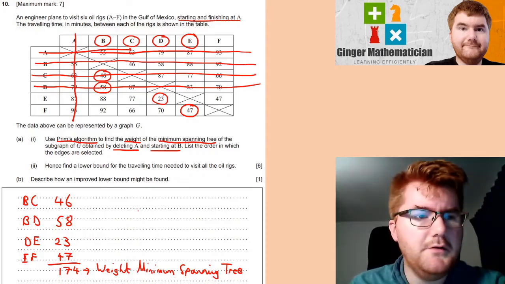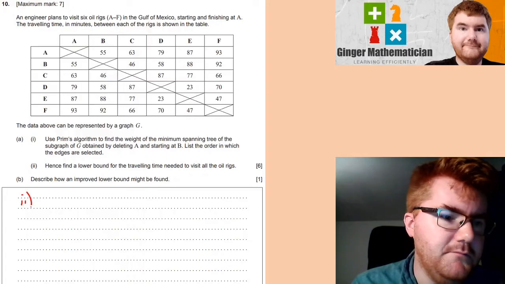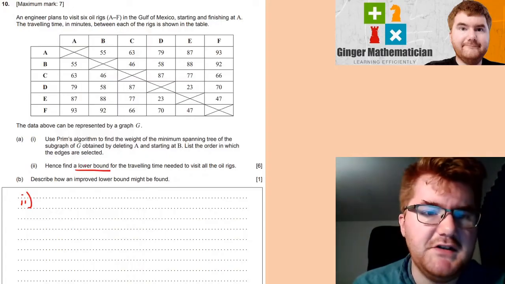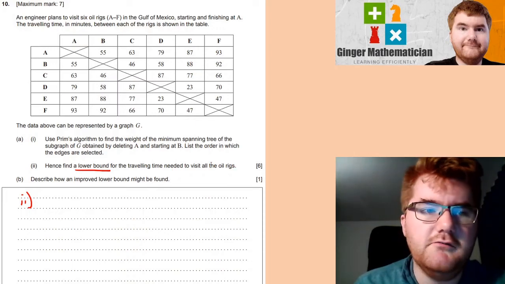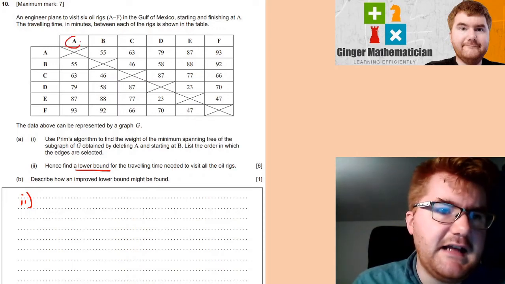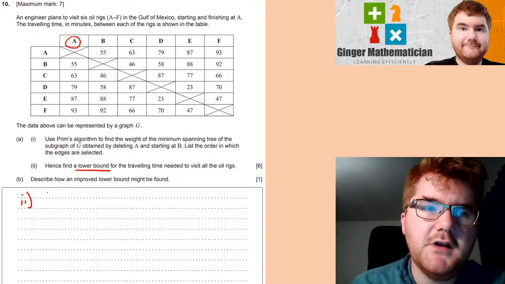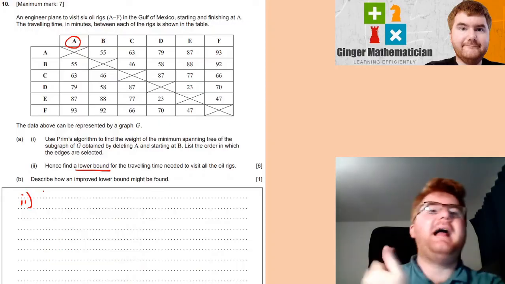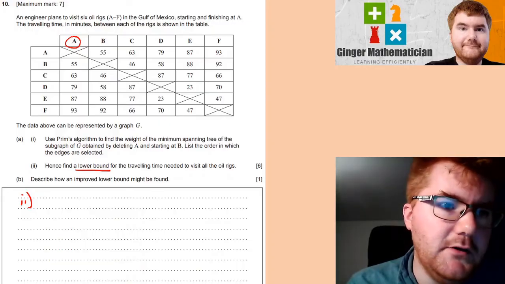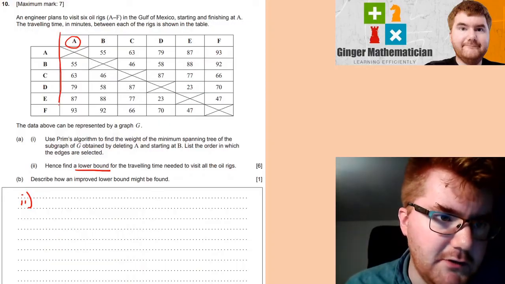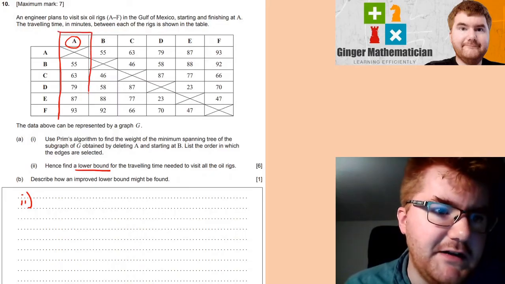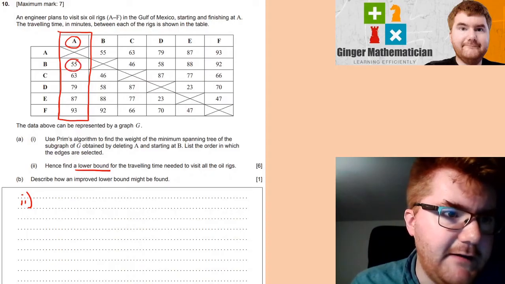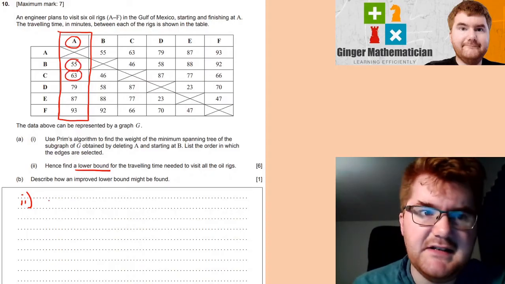Right, and then we go on to question 2. Now we need to find the lower bound from the minimum spanning tree of those 5 nodes for the travelling time needed to visit all the oil rigs. We deleted vertex A in the previous question, so we need to add in 2 edges that go into the graph from A and come out from A. Looking at A specifically, we want to find the 2 smallest edges, which are going to be AB at 55 and AC at 63.